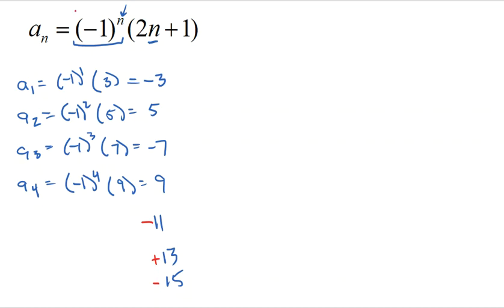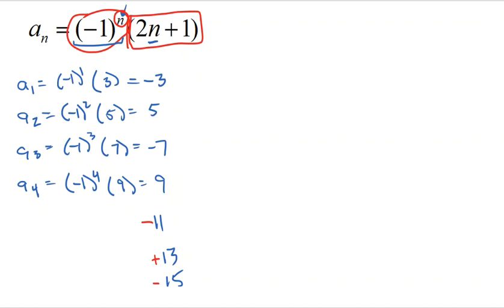Now, why is that happening? Well, that's what this is doing right here, right? So this back part is controlling the number: 3, 5, 7, 9, 11, 13, 15, and so forth. This front part is controlling if it's positive or negative. Because negative 1 to an odd power is going to be negative. Negative 1 to an even power is going to be positive. So anytime we have an even term, we're going to be positive. Odd terms are going to be negative.